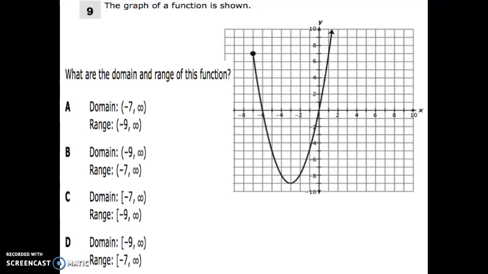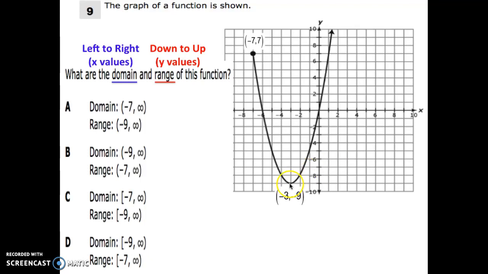On question number 9, you're asked to find the domain and the range of the graph that's given to you. Remember, the domain is read from left to right, and it's your x values that we're interested in here. And the range is read from down to up, and you're interested in the y values. So what I would recommend is labeling any endpoints, like right here, -7, 7, and the vertex, -3, -9, because one or both of those numbers will likely show up in your answer choices.